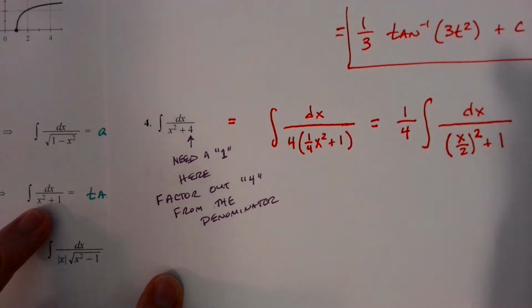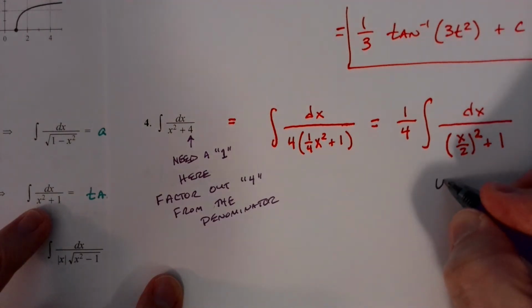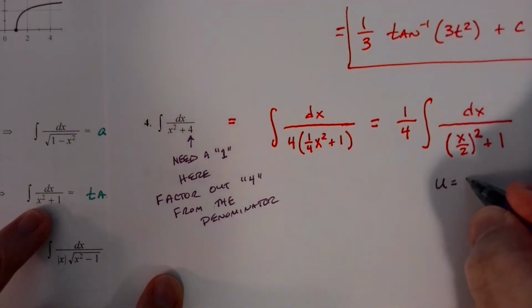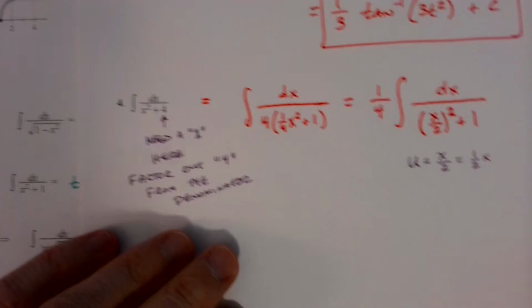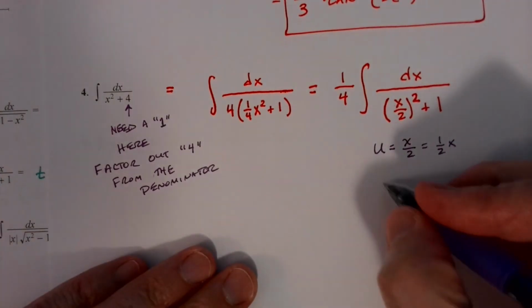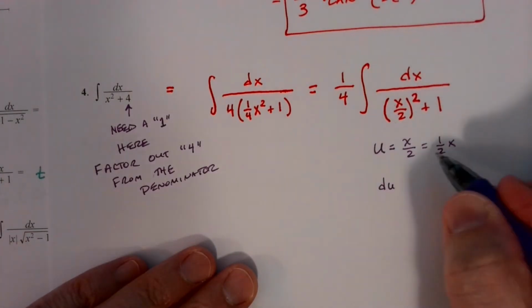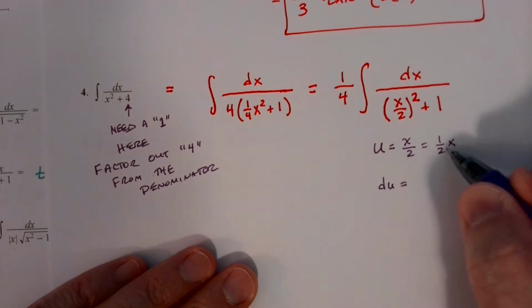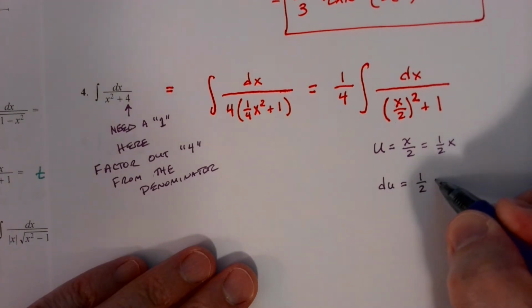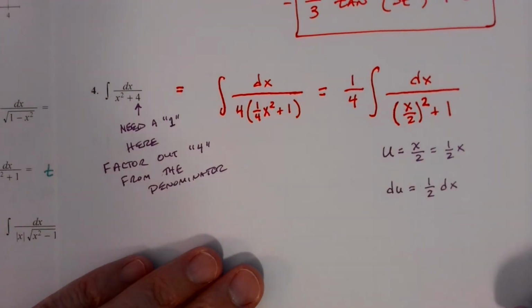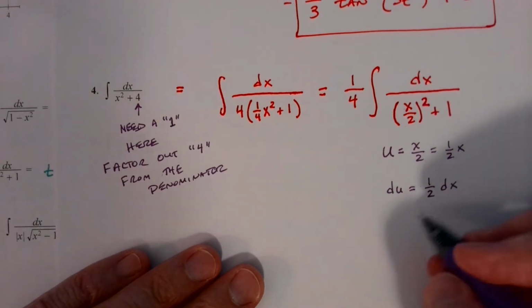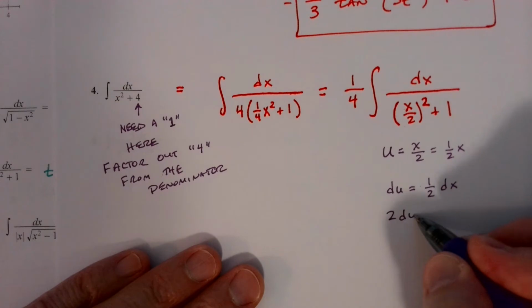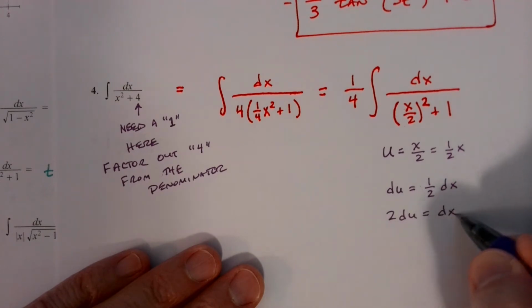So what I have to do here is my substitution must be: let u be x over 2, which again is 1/2 of x. Keep that in mind. So what is my du? What's the derivative of 1/2 x? The derivative of 1/2 x is just 1/2. So du is 1/2 dx. But I have just 1 dx up here, so I'm going to multiply both sides by 2. I get 2 du equals dx.